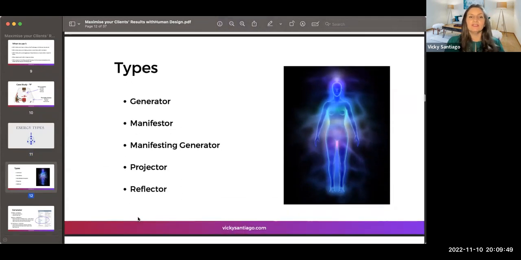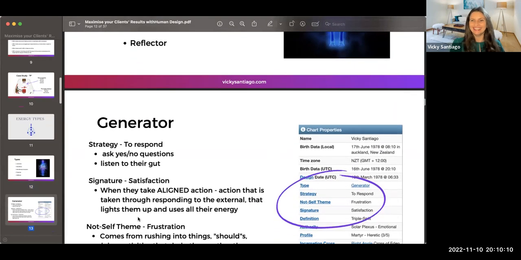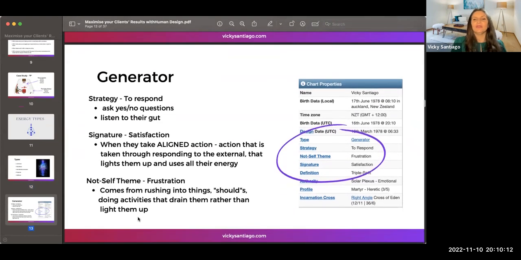Okay, so there are 5 types in human design. So this is about your overall energy, your aura, so to speak. So those 5 types are the generator, the manifester, the manifesting generator, the projector, and the reflector. So me, I'm a generator, and funnily enough, so is Justine. So when you're looking at the information, you'll see it here, type generator. And we'll just tell you straight out what it is.